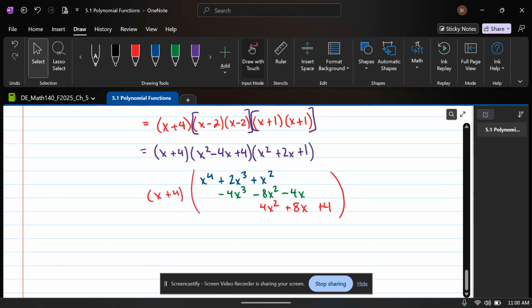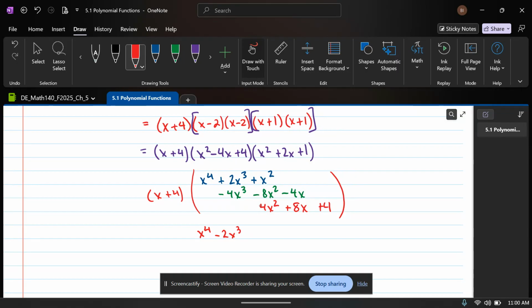And now I got to add it together. So I got x to the fourth minus 2x cubed minus 3x squared plus 4x plus 4. So 9, 10, 11, 12 operations just to do that. Plus the 10 we've already done. That's 22 operations so far. Isn't this fun? So we're at 22 right now.